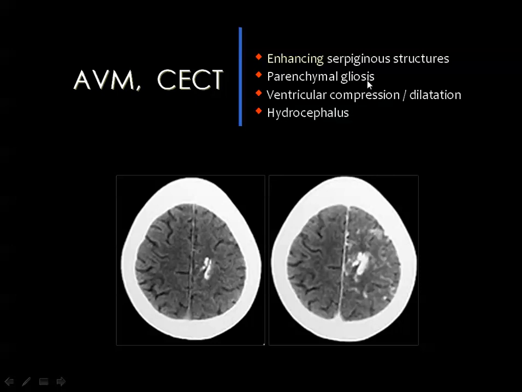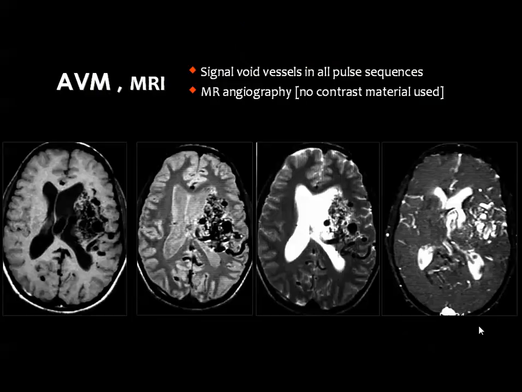Then hemorrhage in the arteriovenous malformation site may result in a mass effect and compression of the ventricle, and also hemorrhage in the subarachnoid space may lead to the development of hydrocephalus. By MRI, you can see multiple dilated tortuous signal void vessels in the region of the vascular malformation in all pulse sequences: in T1, in the proton density and the FLAIR, and in the T2-weighted image.